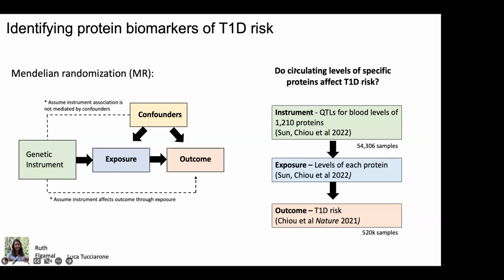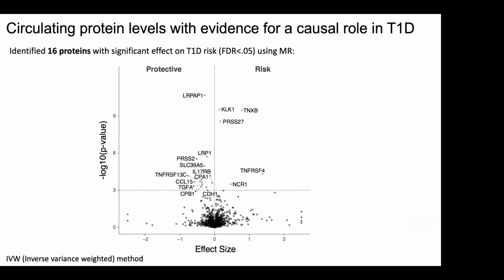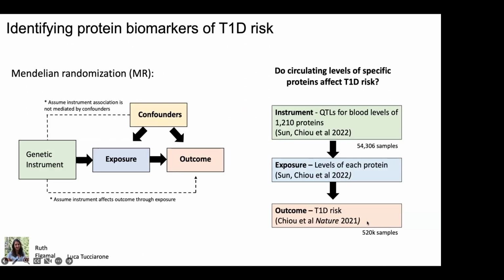What we're interested in here is asking whether circulating levels of specific proteins are affecting risk of type 1 diabetes. So our exposure is the variants associated with levels of each protein, and our outcome is type 1 diabetes risk. To do that, we're using data generated from UK Biobank, where they measured levels of proteins across many individuals. They also have genotype data for these individuals, so they can map variants that affect protein levels. Then we're asking whether the variants associated with levels of each protein are causally associated with the development of type 1 diabetes, using GWAS data that we previously generated.